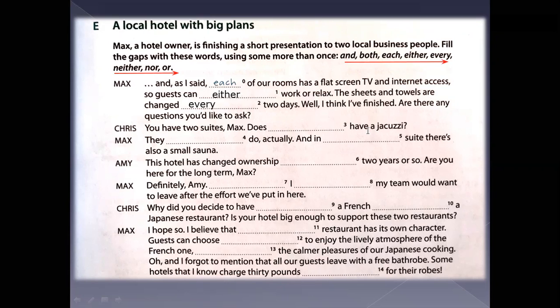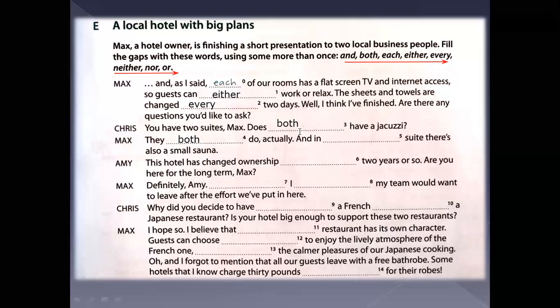You have two suites, Max. Does one have a jacuzzi? They both do, actually. Since when does "and" come together with "both" in a question? Both have. But hold on, they both do, actually.